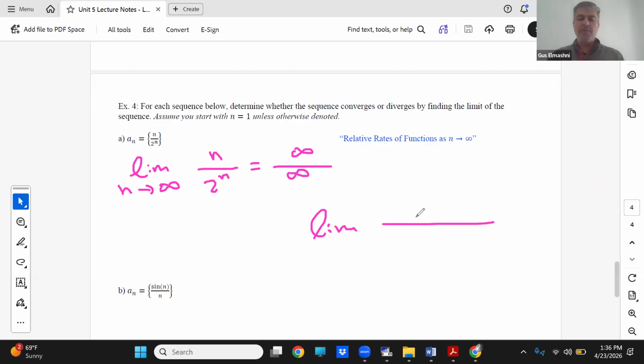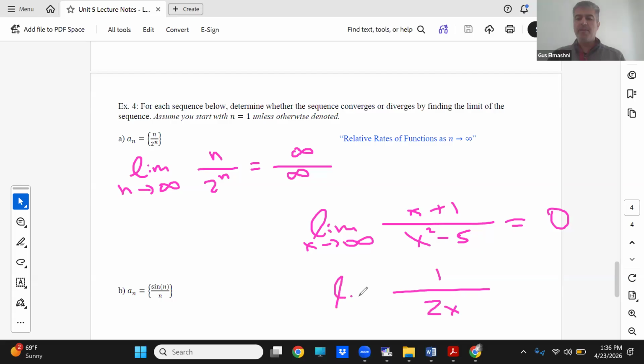What if I had the limit of this, x plus 1 over x squared minus 5? I know what this is going to be. If I take x to infinity, it's going to be 0, right? Because the bottom has a higher degree than the top. We know that. But here's what you could do analytically. Take the derivative of both top and bottom. What's the derivative of the top? What's the derivative of the bottom? Now it becomes more obvious. That's 0, right?